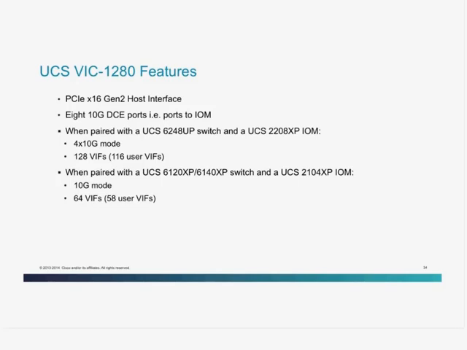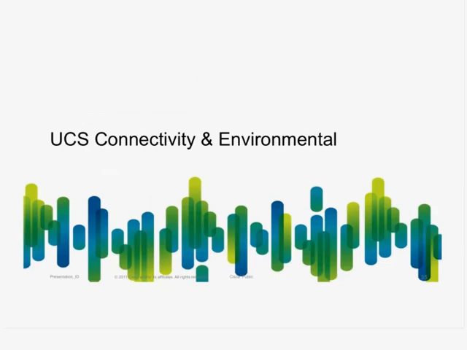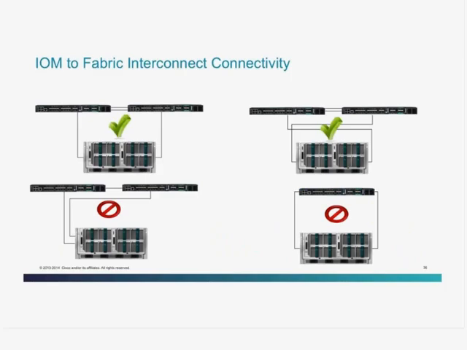So when we are using a VIC 1280 with a 6248 and 2208 IOM, the max you can get is 128 vNICs. I've given in the reference slide how we reach this calculation. And with UCS 6120 and the first generation of FIs and IOMs, you can have a maximum of 64 vNICs. vNICs are virtual interfaces that you can create on the adapter. So you should be very sure on the connectivity. This is what we support.